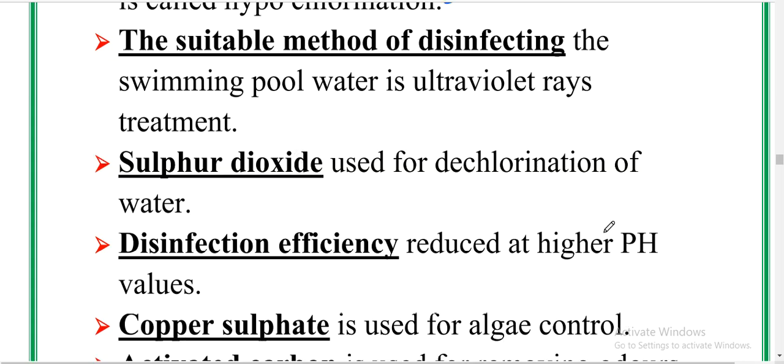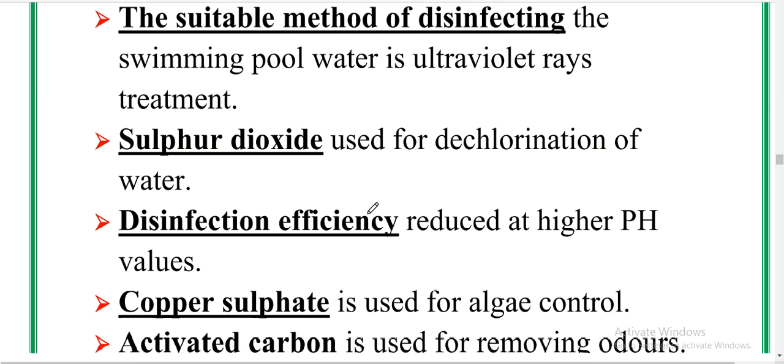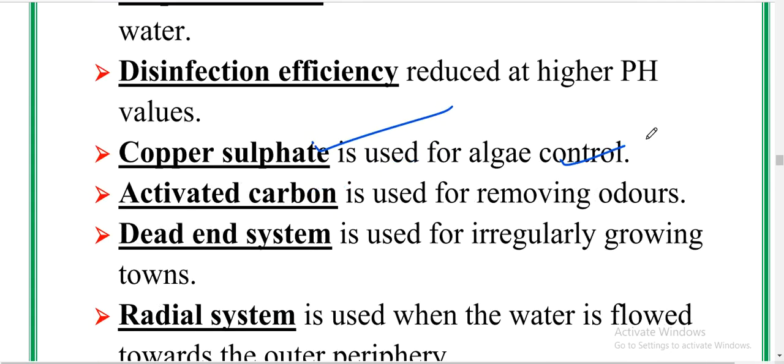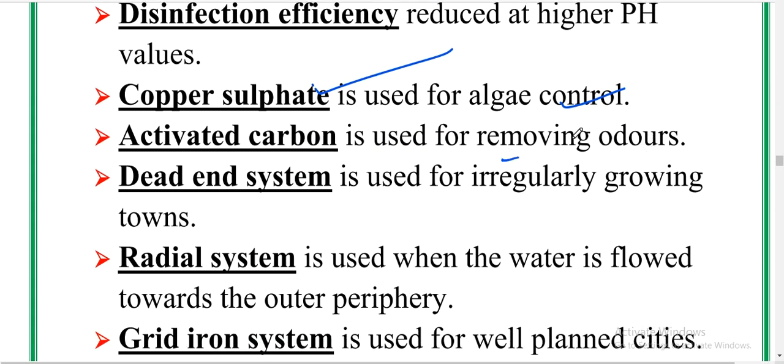Sulfur dioxide is used for dechlorination of water. Disinfection efficiency reduces at higher pH value. Copper sulfate is used for algal control. Activated carbon is used for removing odors.